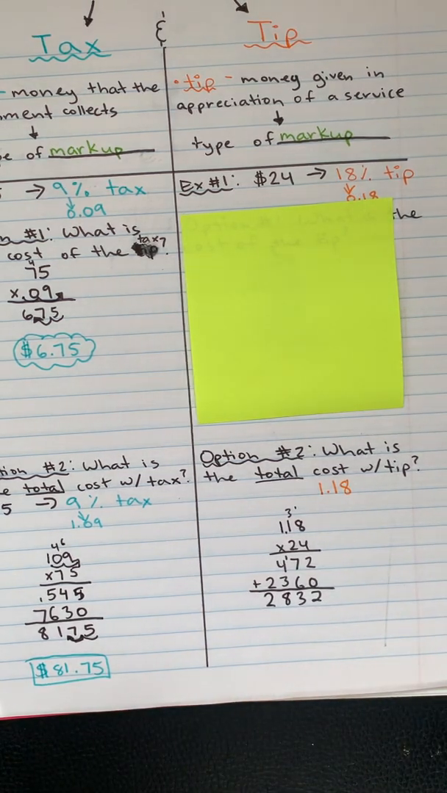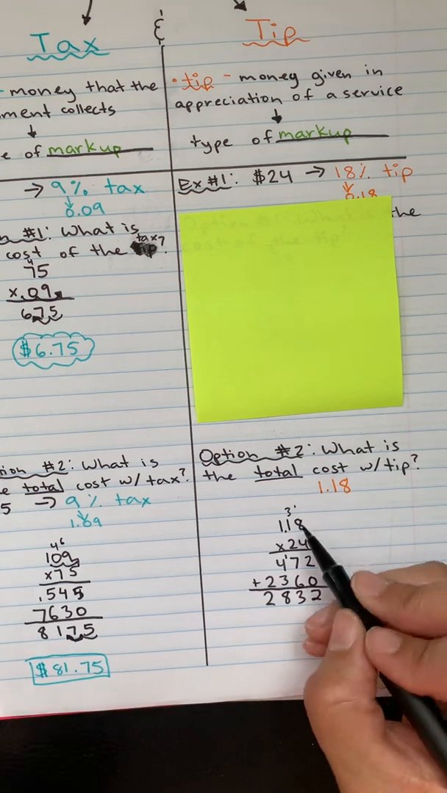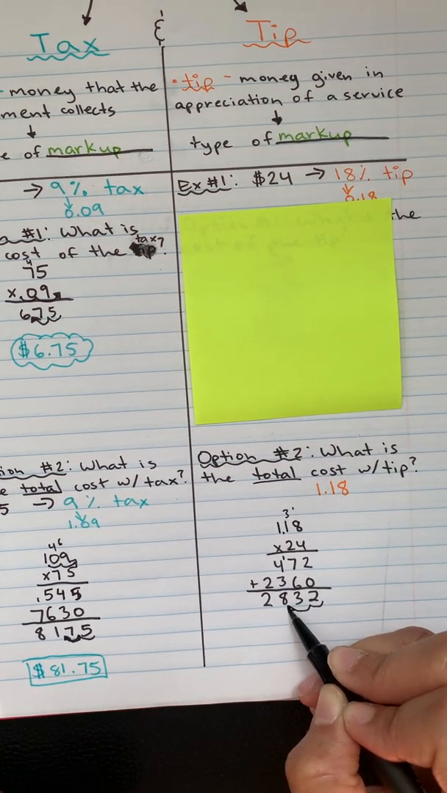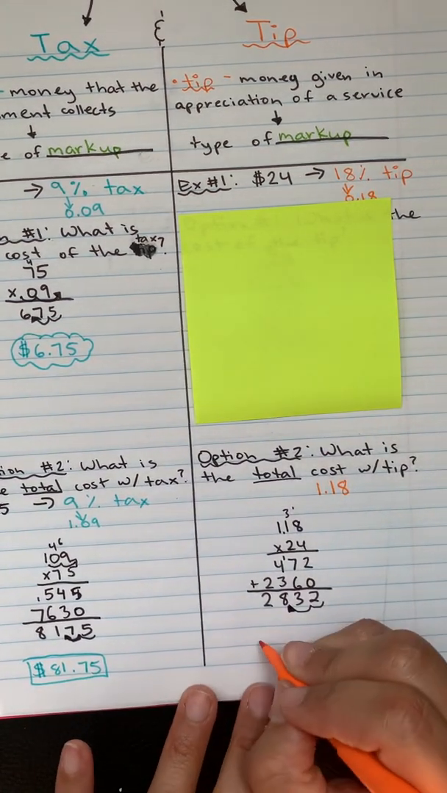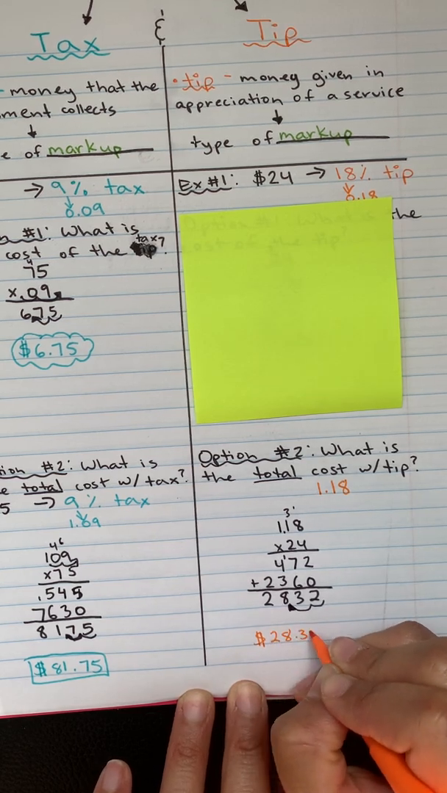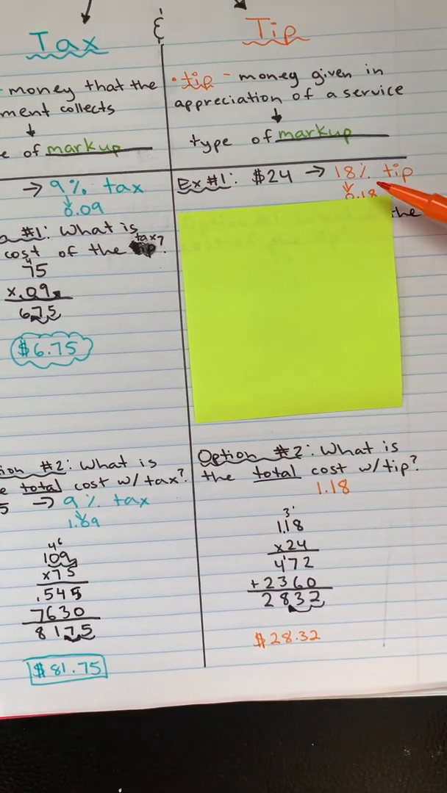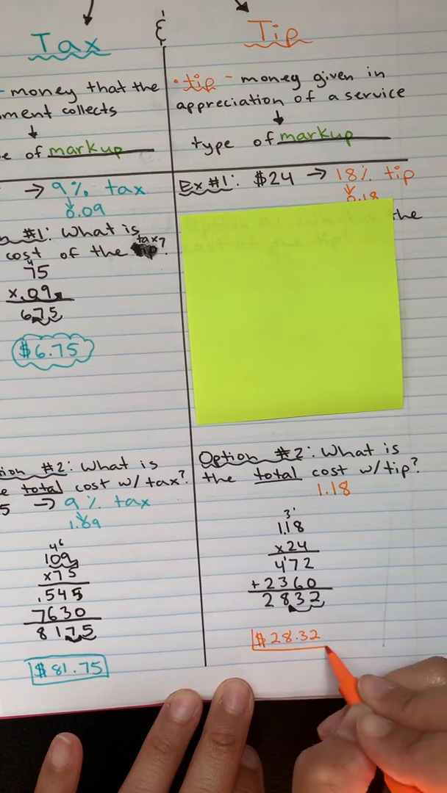Once again, it does not make sense for my answer to be 2,832. I went over 2 powers of 10. I'm going to bring it back. Okay, again, if I were just simply asked what's the total cost, I can say the total cost is $28.32. So I'm not quite paying just $24 to go eat out. I'm actually going to, in total, in this situation, pay $28.32.